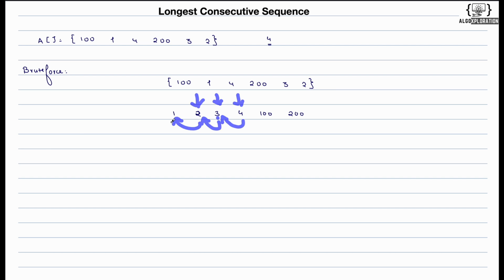For 4 also we can do it the same way. So till now we found the length of this is 4. Now if we move further, again we check whether the previous element is minus 1 or not. Here we can see that the previous element is 4, so we are going to break it and start from here now. Similarly we will go for 200 as well. So first we are going to sort the array.